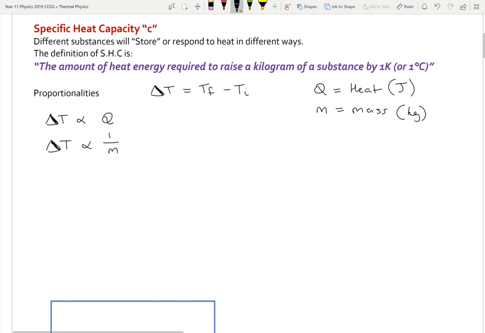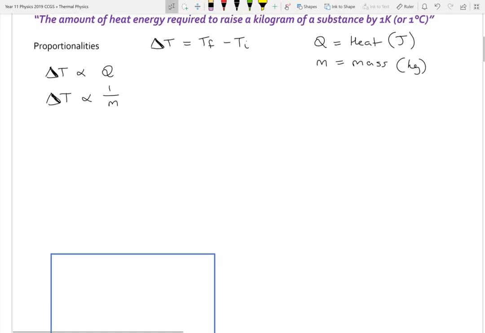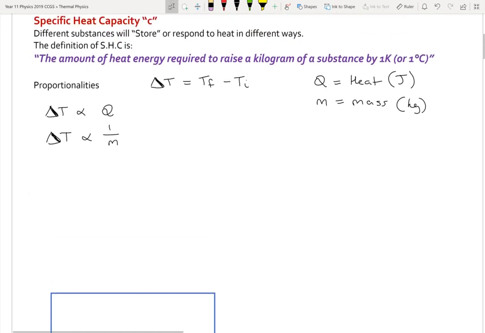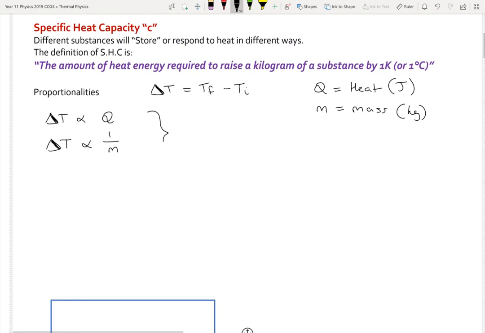Oh gosh, it's loading it all up. So this makes sense. It's like sharing. If we're distributing energy over more particles, then each particle will have less jiggle because they're going to have less kinetic energy. All right, so let's combine these. We would say that delta T is proportional to Q over m. Proportional, not equal, proportional.